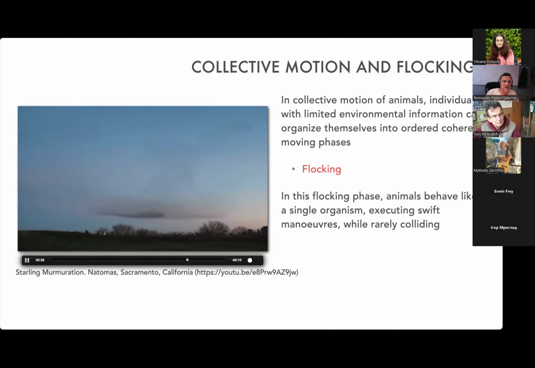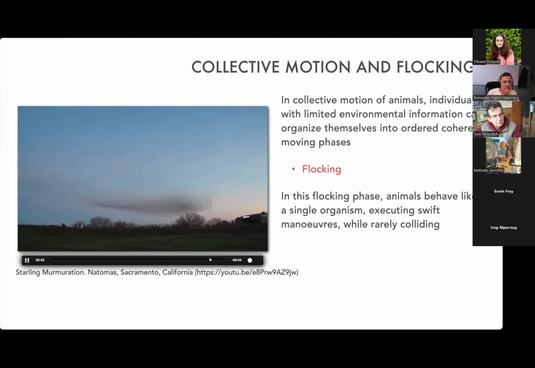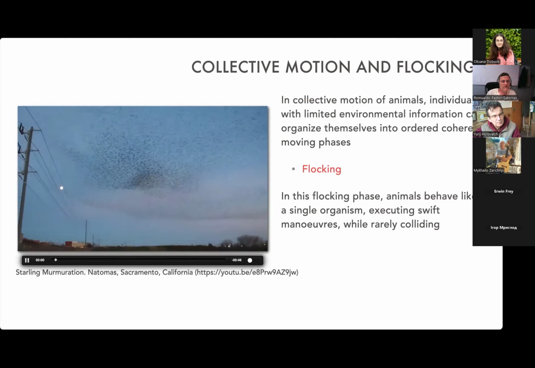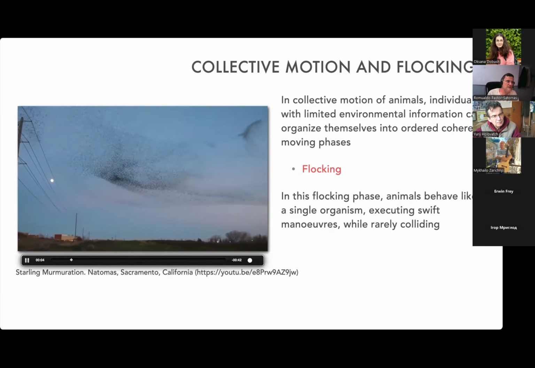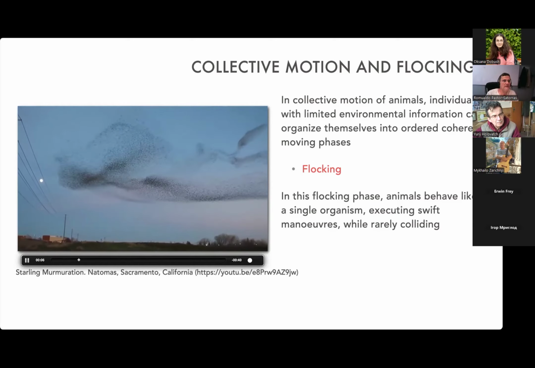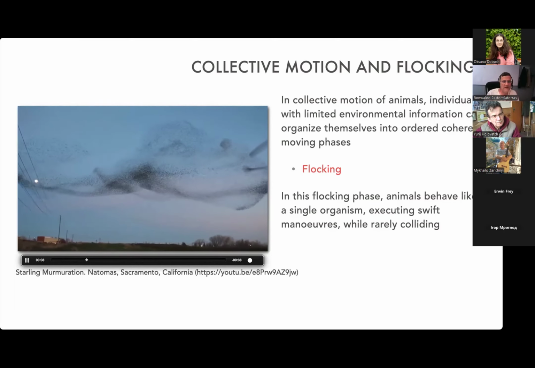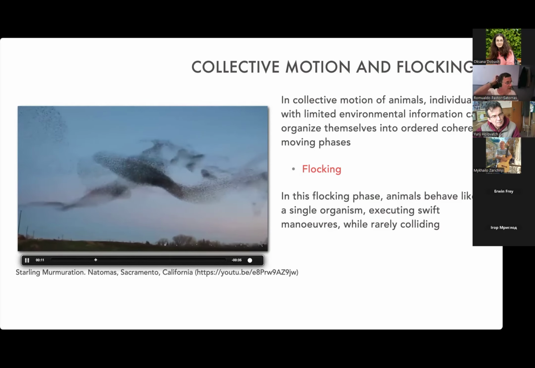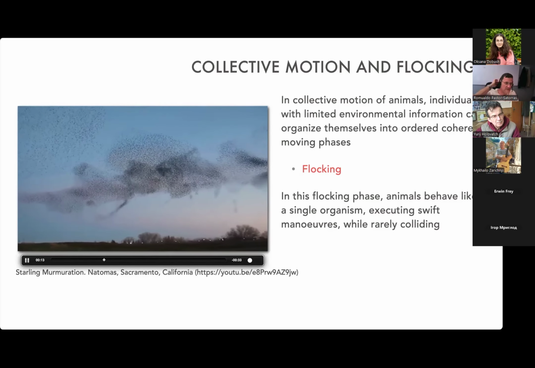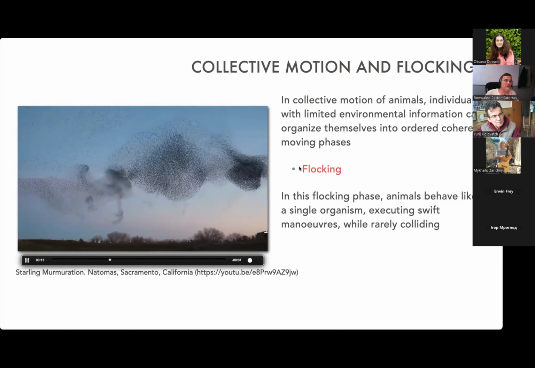They don't have long range interactions among them. They don't have telepathy at all. And instead they can just form this organized phase in which they move together. They can perform very complex maneuvers, and essentially they never collide. And they look like a single organism with a single brain that was just moving them. This aspect of collective motion is called the flocking of animals.